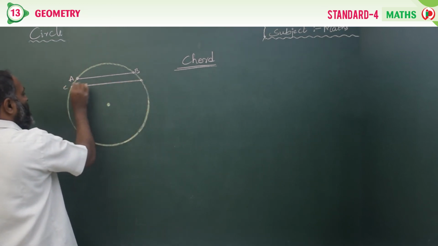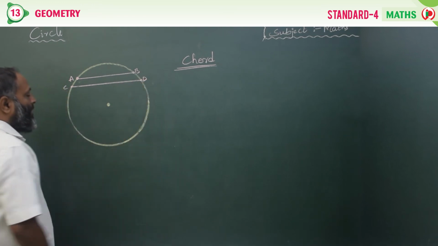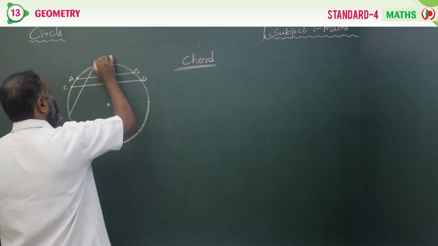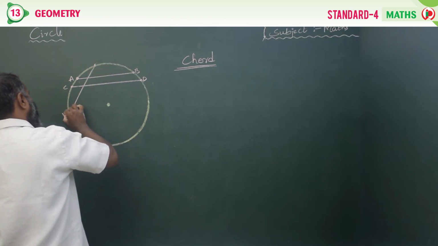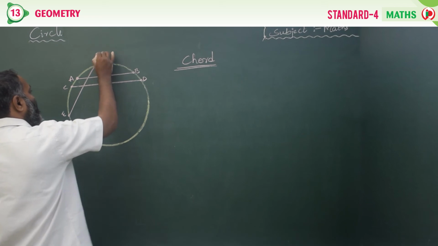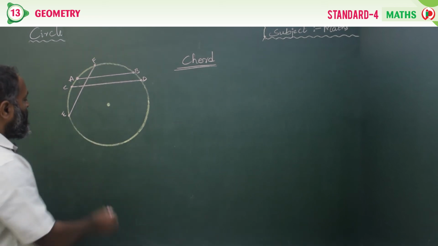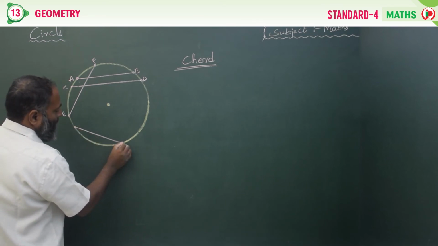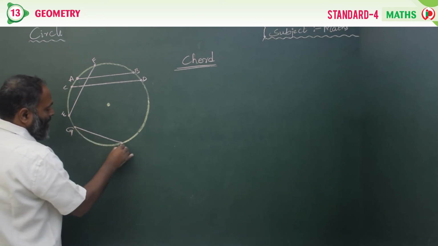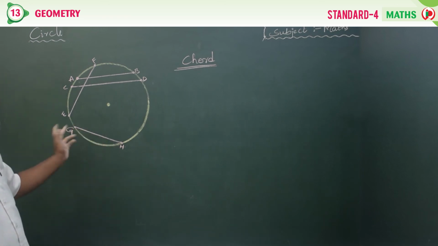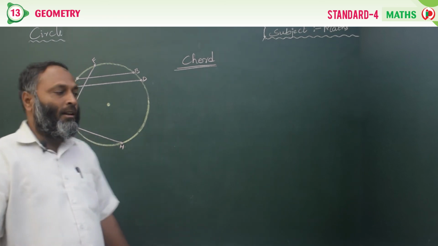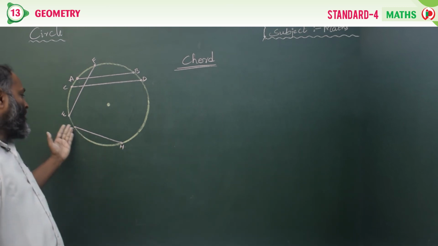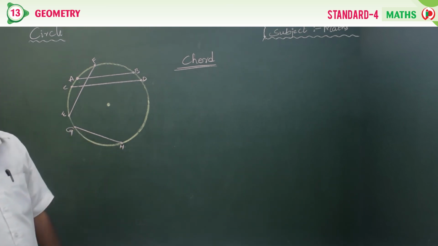If you say this is CD, CD is a chord of a circle. If I draw like this, this is also one of the chords of a circle. Whatever, EF is also a chord of a circle. And this is also a chord, GH. That's your wish, any 2 points we can join. So any 2 points on a circle, G is one point on a circle, another point H. If you join any 2 points on a circle, then you form a chord.